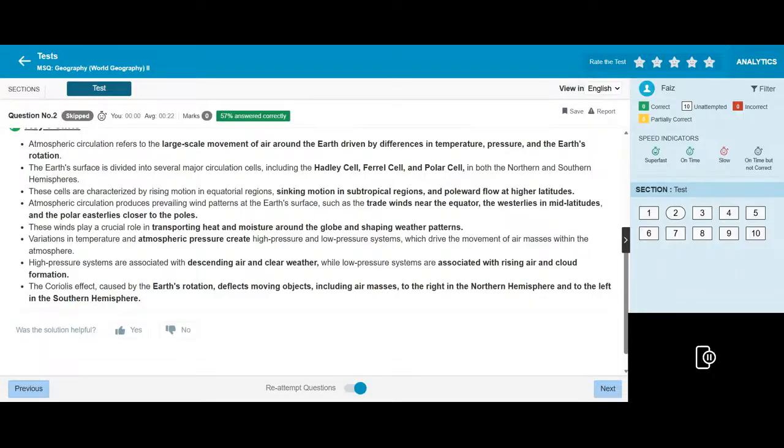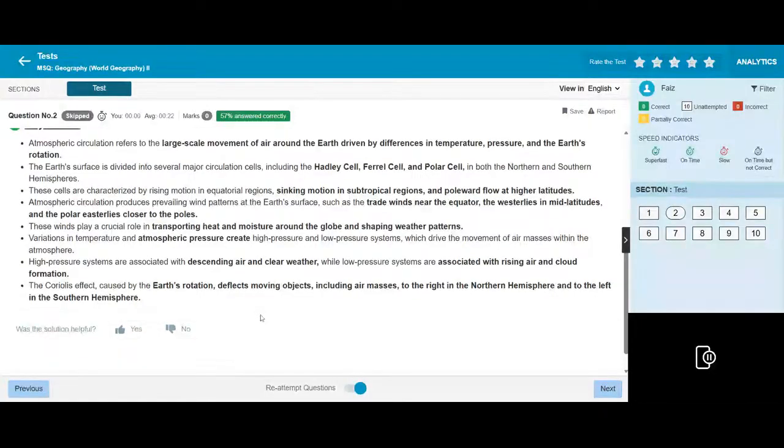These winds play a crucial role in transporting heat and moisture around the globe and shaping weather patterns. Variation in temperature and atmospheric pressure creates high pressure and low pressure systems, which drive the movement of air masses within the atmosphere. High pressure systems are associated with descending air and clear weather, while low pressure systems are associated with rising air and cloud formation. The Coriolis effect caused by Earth's rotation deflects moving objects, including air masses, to the right in the northern hemisphere and to the left in the southern hemisphere.